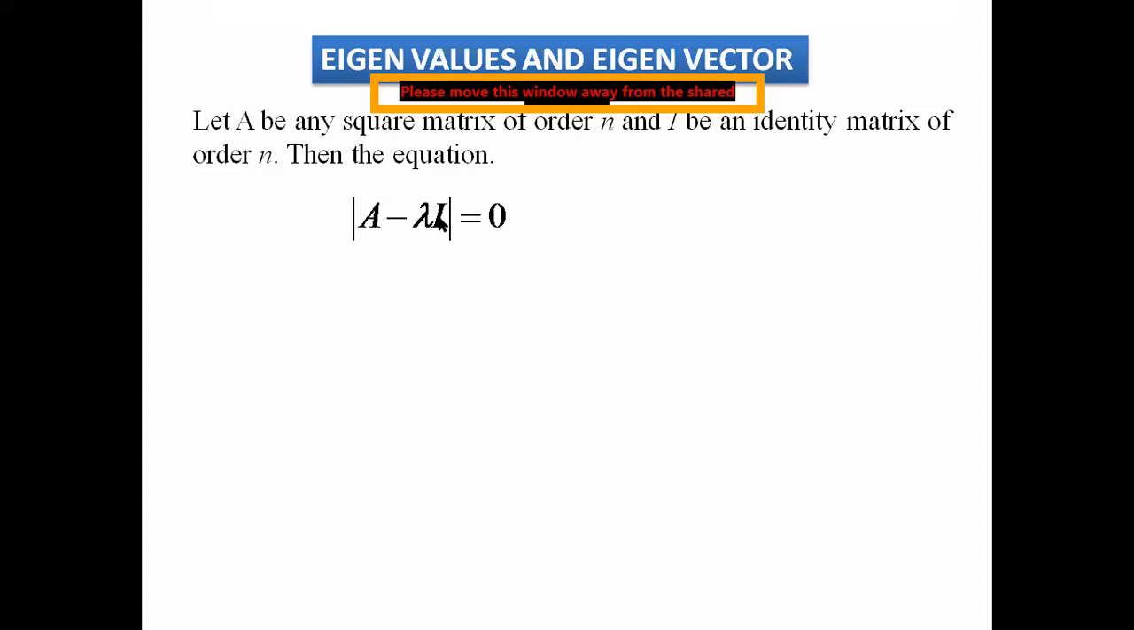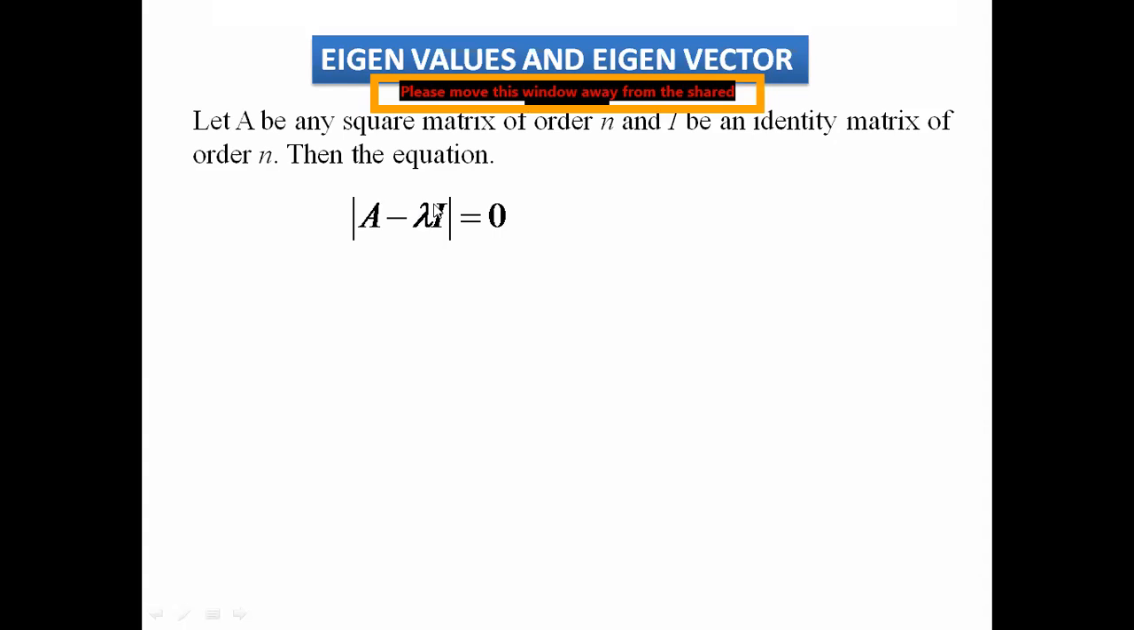When you multiply the identity matrix by a scalar lambda, what happens? In that product, only the diagonal elements become lambda, lambda, lambda. All other elements are 0. Now, what we have to do is, from the given matrix, you subtract this and set the determinant equal to 0. If we get an equation, this equation is called the characteristic equation of the matrix.